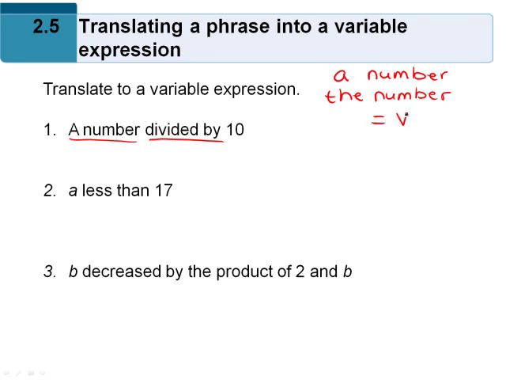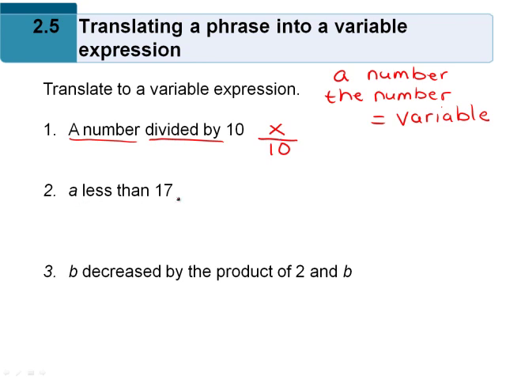It's going to be equal to your variable. Now, some people like to use n for number. I always use x, but it doesn't matter. You can use the first letter of your name. I don't care. So a number divided by 10, we're dividing, so I'm going to use x divided by 10. So x over 10. And that's all you have to do. Just translate it.